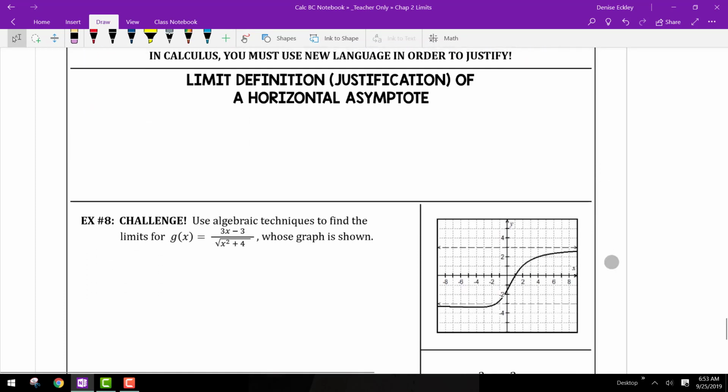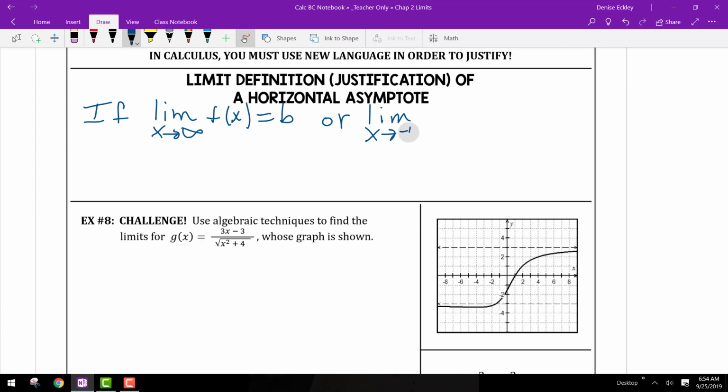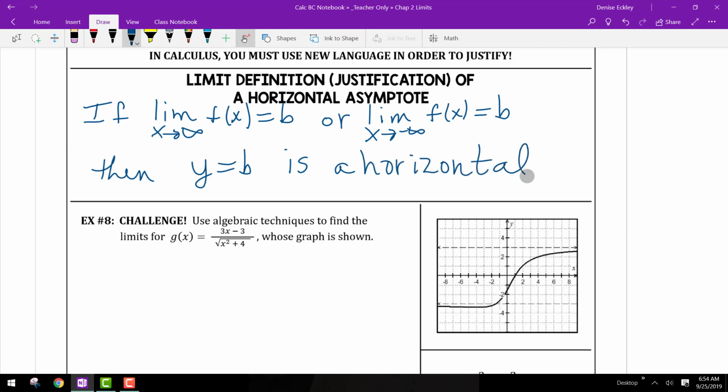Okay, so that's what happens if you have those types of asymptotes. We have to be able to justify it using really good mathematics. So a mathematical statement that justifies all this is: if the limit as x approaches infinity of f of x equals b, or the limit as x approaches negative infinity of f of x equals b, then y equals b is a horizontal asymptote. So we have to justify the horizontal asymptote by the behavior of the function.